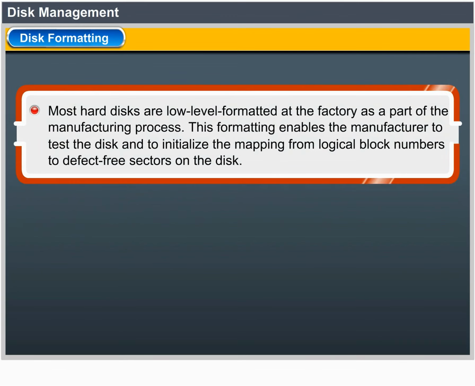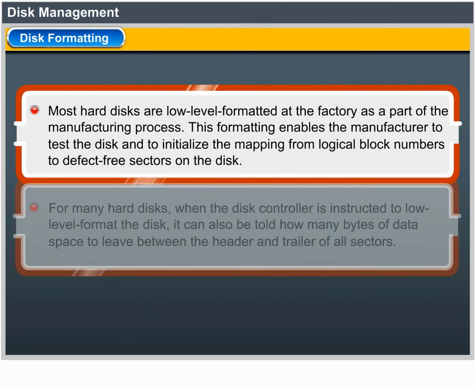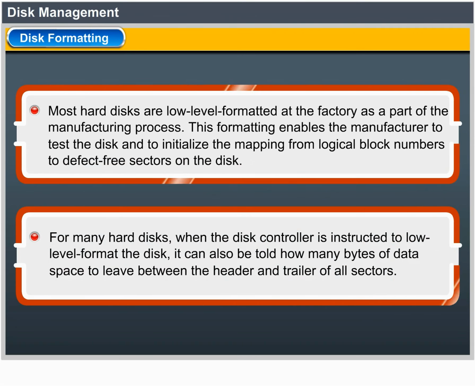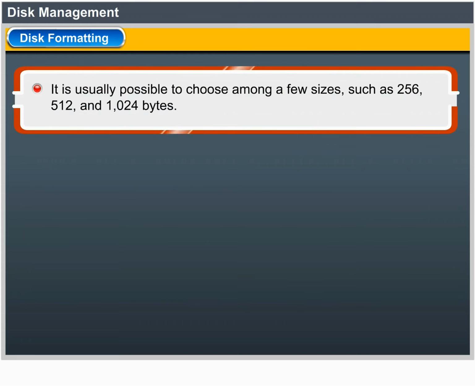Most hard disks are low-level formatted at the factory as a part of the manufacturing process. This formatting enables the manufacturer to test the disk and to initialize the mapping from logical block numbers to defect-free sectors on the disk. For many hard disks, when the disk controller is instructed to low-level format the disk, it can also be told how many bytes of data space to leave between the header and trailer of all sectors. It is usually possible to choose among a few sizes such as 256, 512 and 1024 bytes.